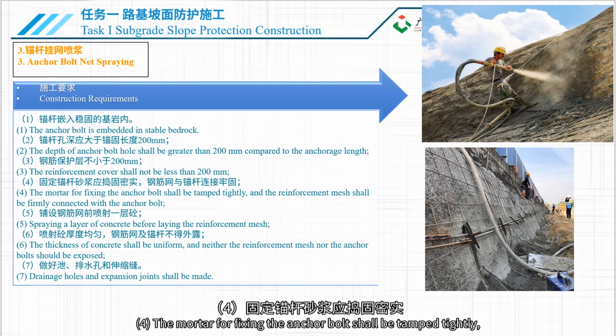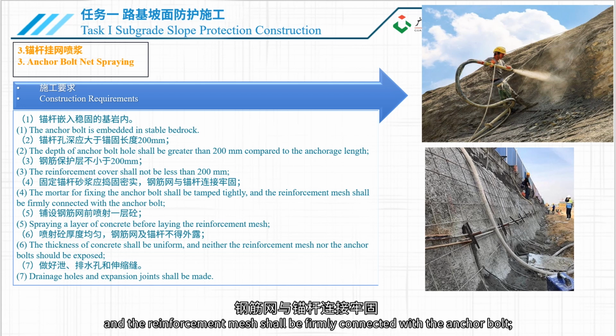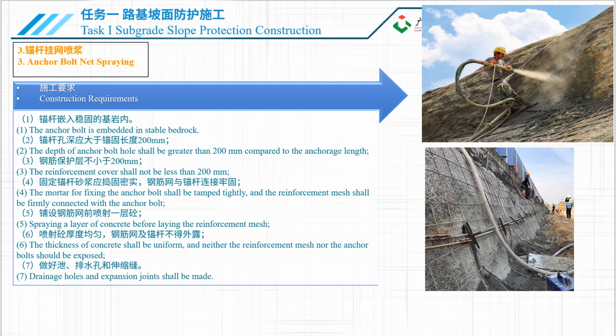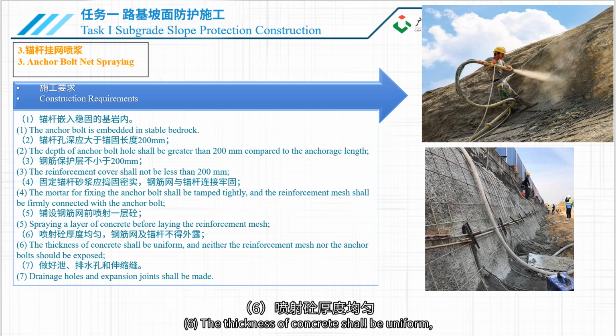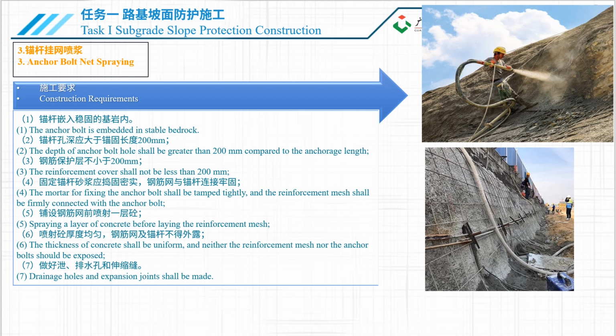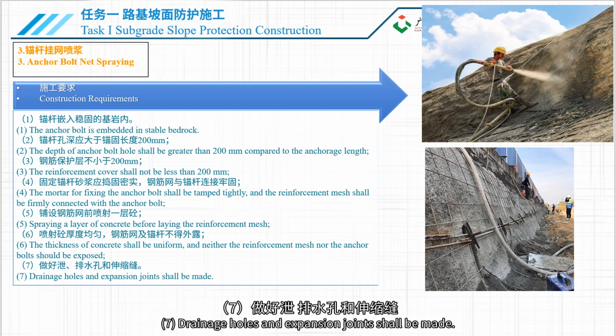4. The mortar for fixing the anchor bolt shall be tamped tightly and the reinforcement mesh shall be firmly connected with the anchor bolt. 5. Spraying a layer of concrete before laying the reinforcement mesh. 6. The thickness of concrete shall be uniform, and neither the reinforcement mesh nor the anchor bolts should be exposed. 7. Drainage holes and expansion joints shall be made.